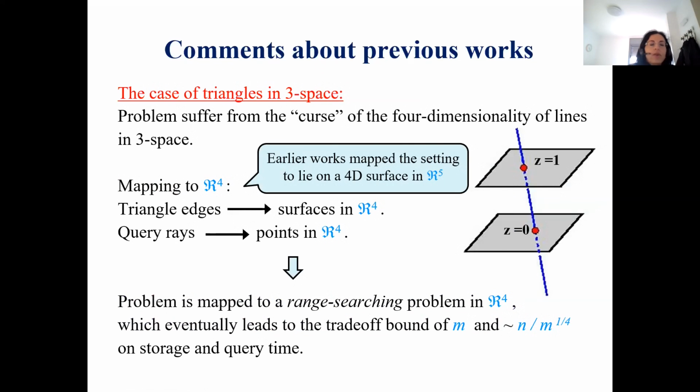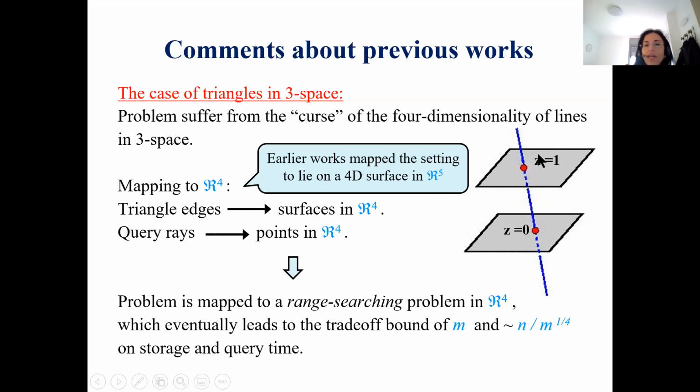Okay, so this is one comment. Another comment about the case of triangles in free space. Like I said before, the trade-off bound was M for the storage and N over M to the 1/4 for the query. This is because the problem at that time was lifted to 4 dimensions, and all previous work actually suffers from the curse of 4-dimensionality of lines in free space.